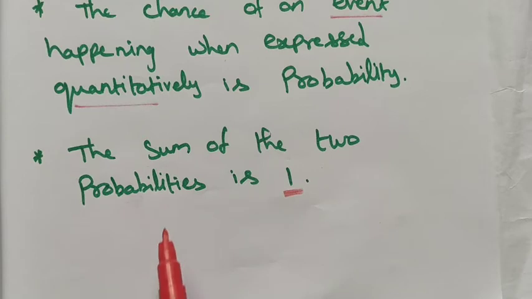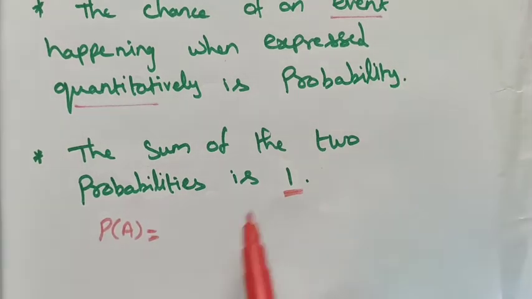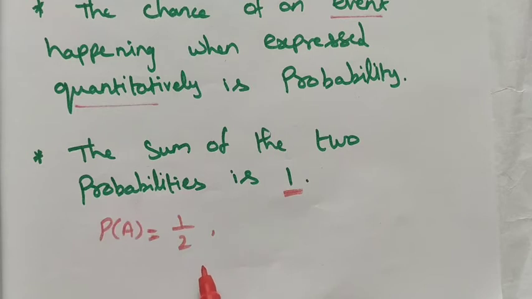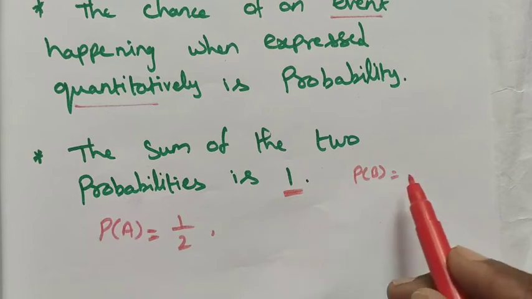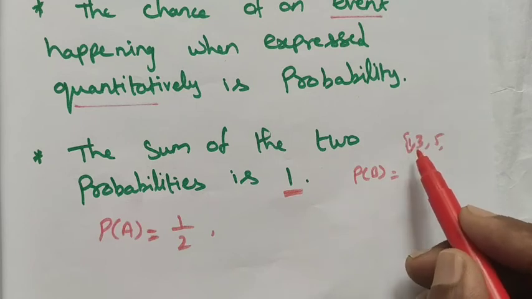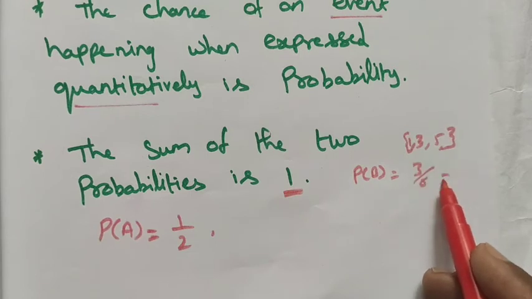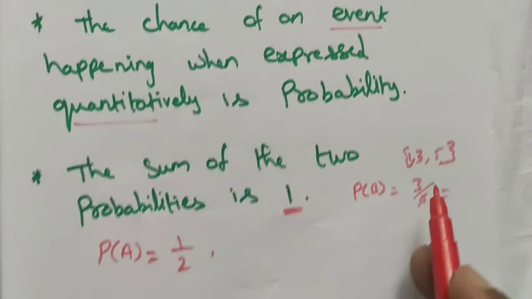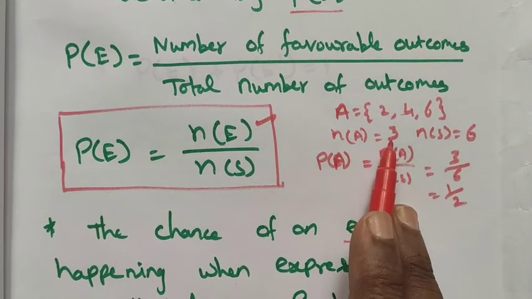See, the sum of the two probabilities is 1. The probability of A, getting an even number, we just found is 1 out of 2. And the probability of an odd number, let me take it as P of B. Odd numbers are 1, 3, 5. So here also we get 3 out of 6, the total sample space. Instead of 2, 4, 6 I am taking 1, 3, 5, so N of B is 3 and N of S is 6.